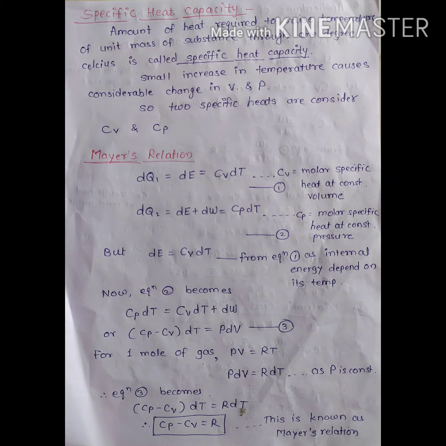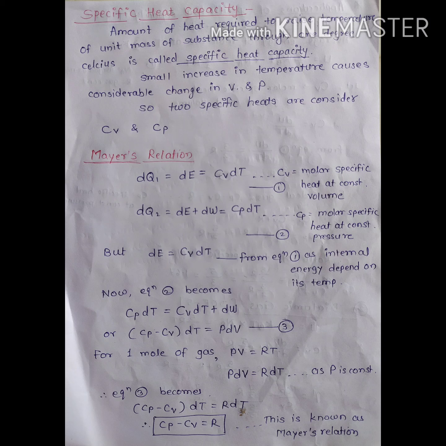Since the volume of the gas is constant, no work is done in moving the piston. So we get the equation dQ1 is equal to dE is equal to Cv dT, where Cv is the molar specific heat of the gas at constant volume. On the other hand, if the gas is heated to the same temperature at constant pressure, the volume of the gas increases by an amount, say dV.